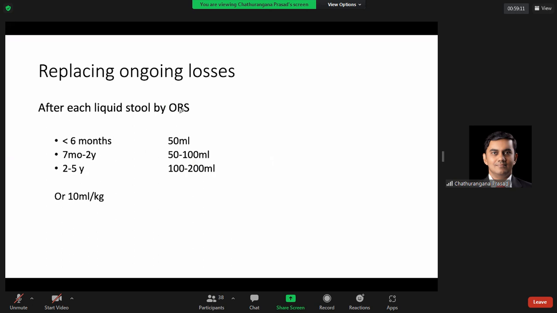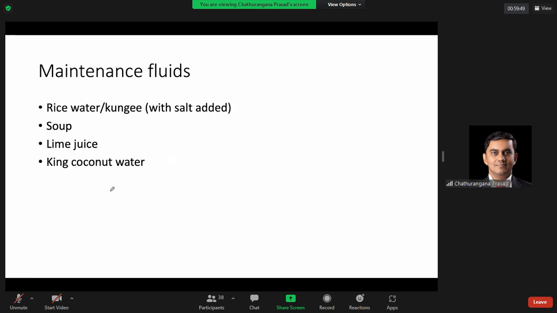If the child is less than 6 months, you can give 50 ml of Jeevani. Remember, replacing ongoing losses, always Jeevani, right? If the child is more than 6 months, up to about 2 years, you can give 50 to 100 ml of Jeevani each time the child passes stool. If the child is between 2 to 5, you can give about 100 to 200. Beyond that point, you can give as much as you want. This is something a bit difficult to remember, but the easier one to remember is 10 ml per kg. So if it's a 10 kilo child having watery diarrhea, you can give 100 ml. If it's a 20 kilo child, you can give 200 ml. This is each time the child is passing stools.